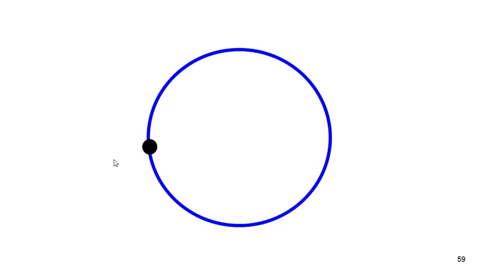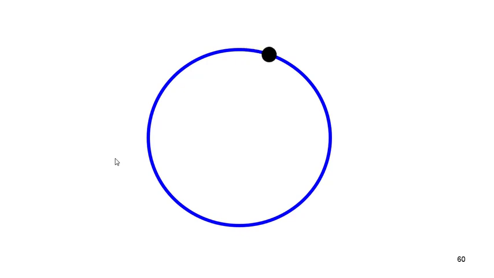Let's look at another example. Here I want to show something that's slowing down. Well, it's still moving counterclockwise, so my tangential velocity is still going to be positive, but now it's slowing down, so my tangential acceleration is going to have an opposite sign. It's going to have a negative sign. But again, we're moving in a circle, so our radial acceleration is still positive.